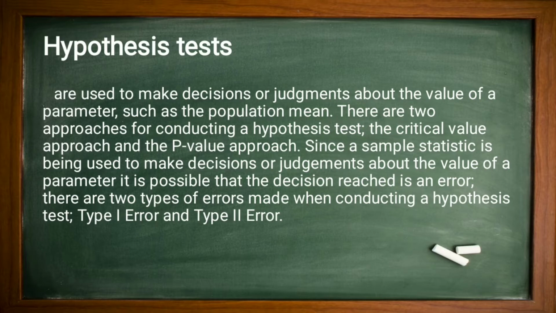Since a sample statistic is being used to make decisions or judgments about the value of a parameter, it is possible that the decision reached is an error. So there are two types of errors made when conducting a hypothesis test: the type 1 error and the type 2 error. Basically, we perform a test of hypothesis only when we are making a decision about a population parameter based on the value of a sample statistic.